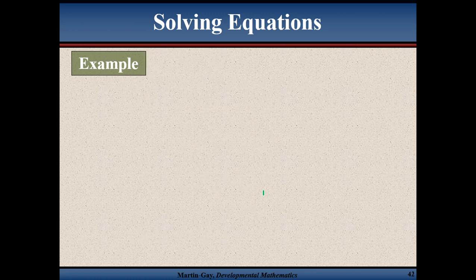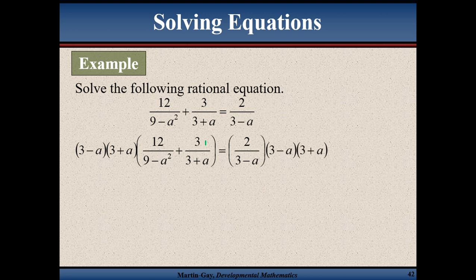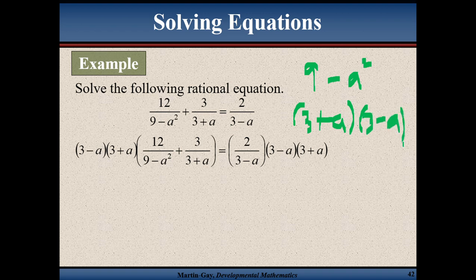Okay, di ba? Dali lang. So, here naman, itong 9 minus a squared, ano factor niya? Di ba? 3 plus a saka 3 minus a. So, yun yung factor niya, di ba?